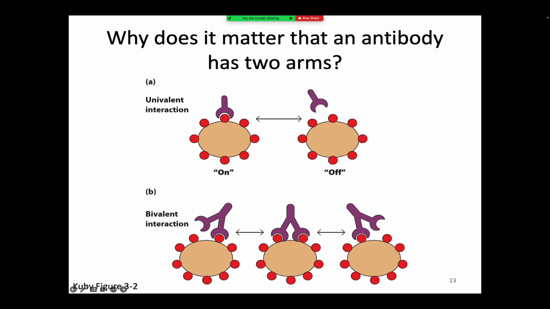If we just had one arm, we could see sort of an on and an off rate of basic biochemistry. And that would tell us things about binding strength. Woohoo.